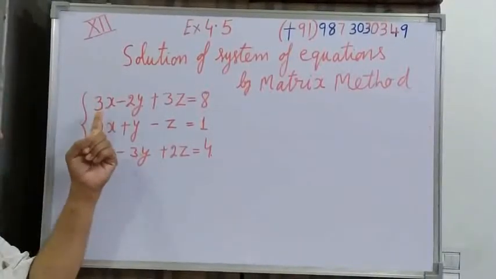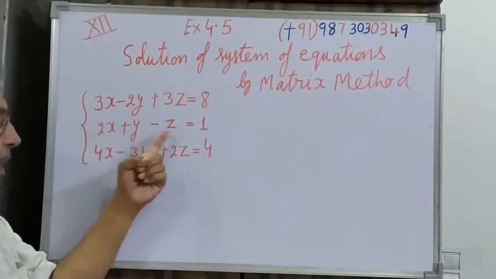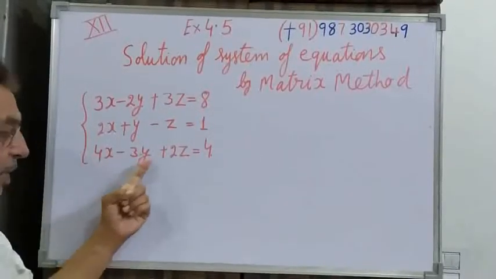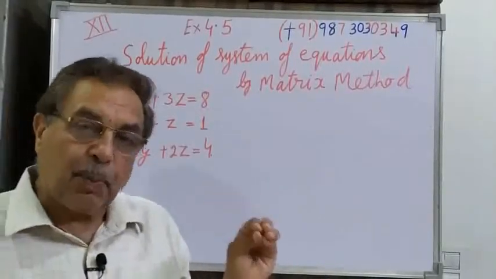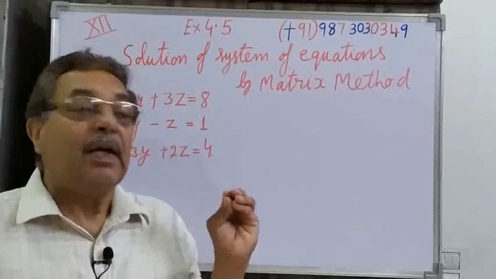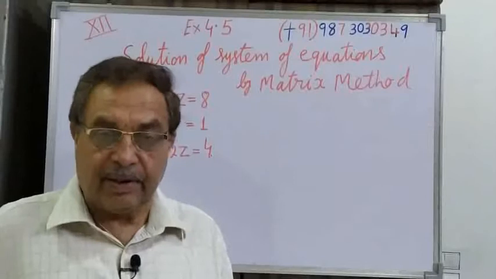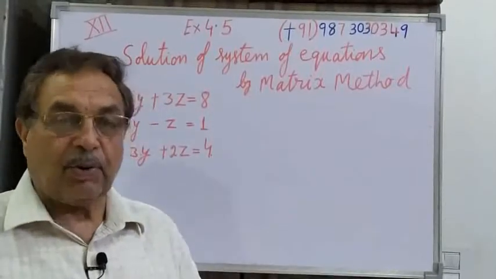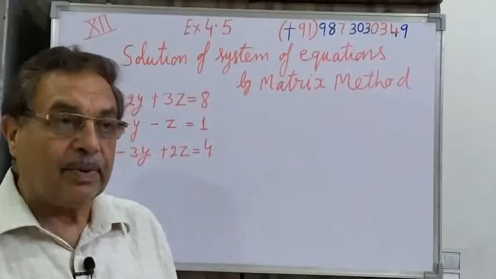Now I have written 3 equations: 3x minus 2y plus 3z equals 8, 2x plus y minus z equals 1, 4x minus 3y plus 2z equals 4. 3 equations are there. Now we are supposed to find the values of x, y, z because 3 variables are in it. We want to solve it by the matrix method. Now what should we do, how should we solve it?